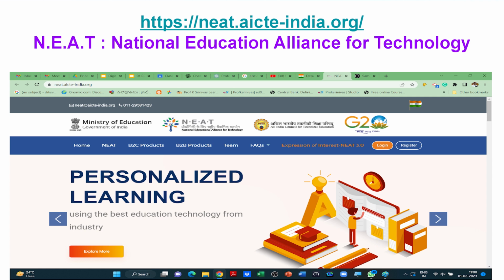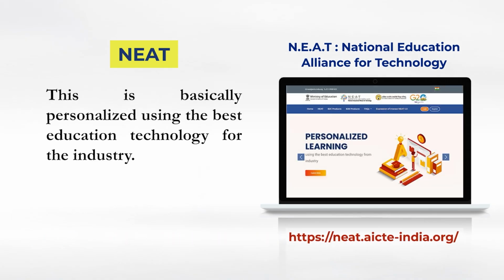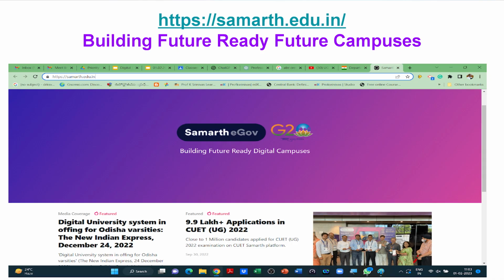Similarly, another very important and interesting initiative we call NEAT, N-E-A-T, National Education Alliance for Technology. This is basically personalized, using the best education technology for the industry. This is again a wonderful initiative of the Government of India, where a lot of things have been done in this part. And Samarth is again a path-breaking initiative of the Government of India, where many centrally funded institutions and some state-funded institutions were also given access.